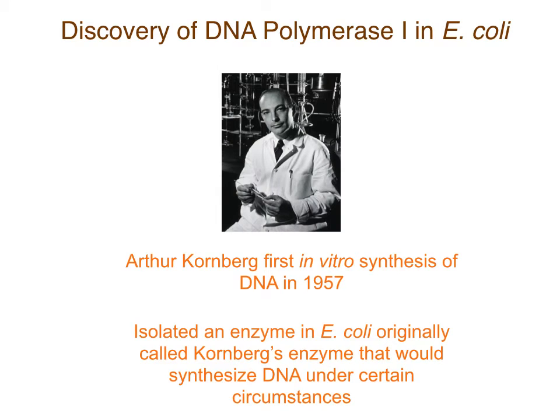The first DNA polymerase was discovered in E. coli by a guy by the name of Arthur Kornberg in 1957. He was actually able to isolate this enzyme and expose that enzyme to nucleotides, and that enzyme would then synthesize DNA under certain circumstances. Originally, this enzyme bore his name, and it was called Kornberg's enzyme.